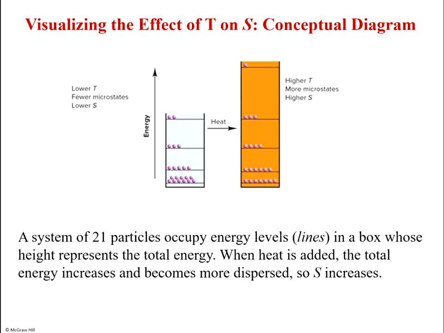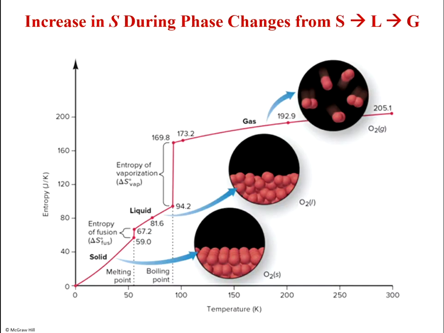So here we've seen that for this particular system of 21 particles. This is a plot of the measured entropy as a function of temperature for a gas going from the solid phase to the liquid phase to the gas phase. If you turn this on its side, it actually looks kind of like the heating curves and the cooling curves that we looked at back in chapter 12.